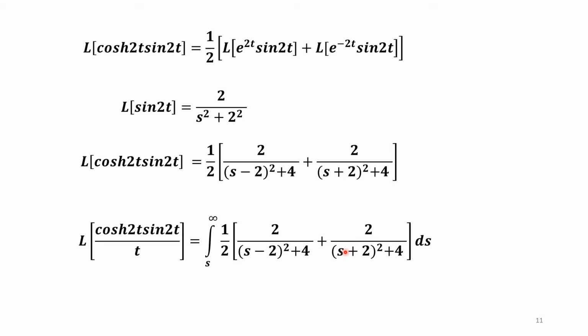The variable is s. We have to integrate this function with respect to s between the limits s and infinity. This 2 and 2 can be cancelled. So we will have 1 upon (s minus 2) the whole square plus 4, plus 1 upon (s plus 2) the whole square plus 4. Now we have to integrate that.